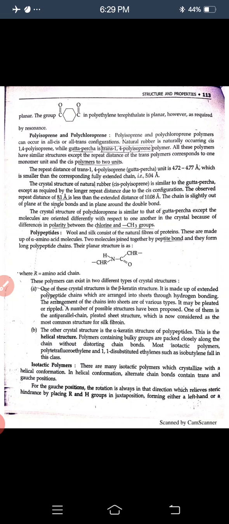Polyisoprene and polychloroprene. Polyisoprene and polychloroprene polymers can occur in all cis or all trans configuration. Natural rubber is naturally occurring cis 1,4 polyisoprene, while gutta-percha is trans 1,4 polyisoprene polymer. All these polymers have similar structure except the repeat distance of the trans polymer corresponds to one monomer unit and the cis polymers to two units. The repeat distance of trans 1,4 polyisoprene, known as gutta-percha.